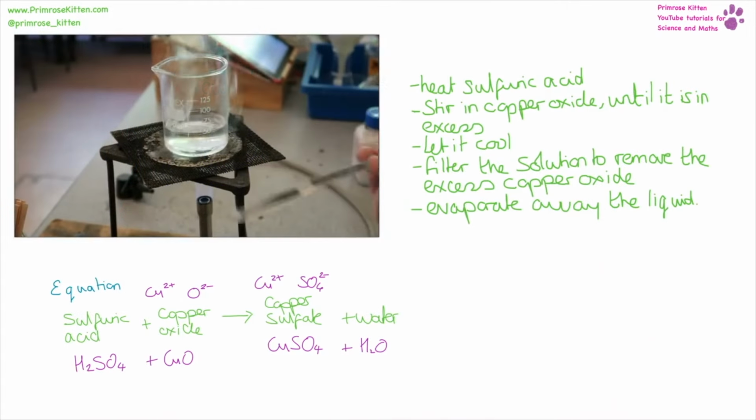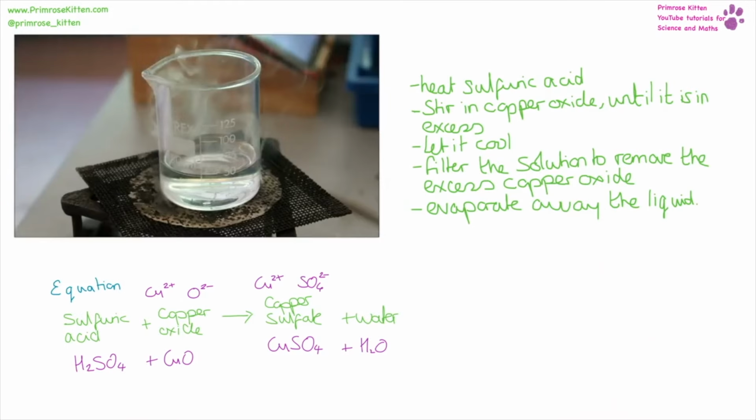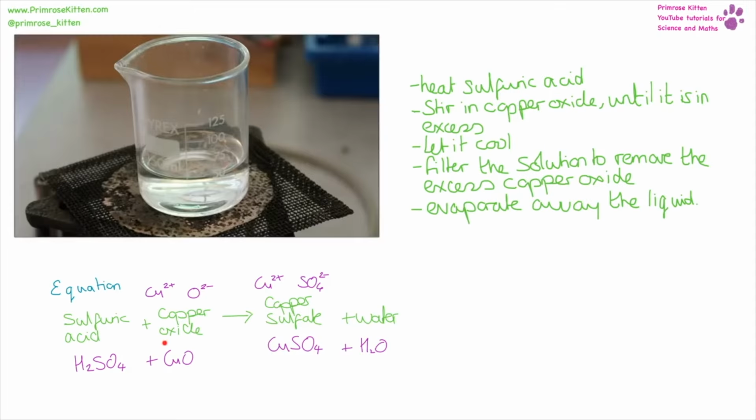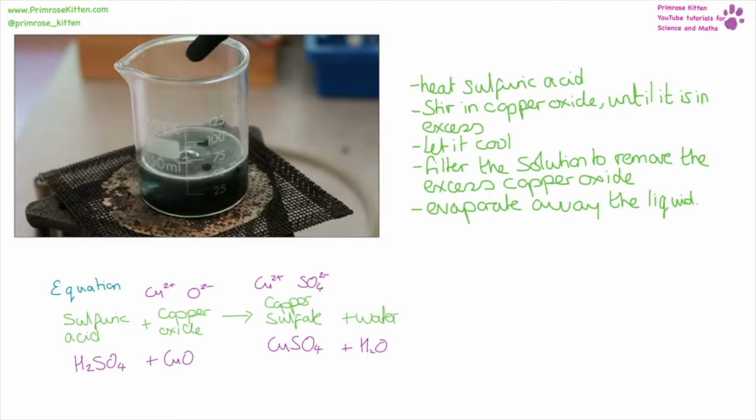For making a pure salt, we are going to be making copper sulfate. This is mixing sulfuric acid and copper oxide to make copper sulfate and water. You're going to need to heat the sulfuric acid, stir in the copper oxide, which is a black powder, until it is in excess, which basically means you can't dissolve it anymore.